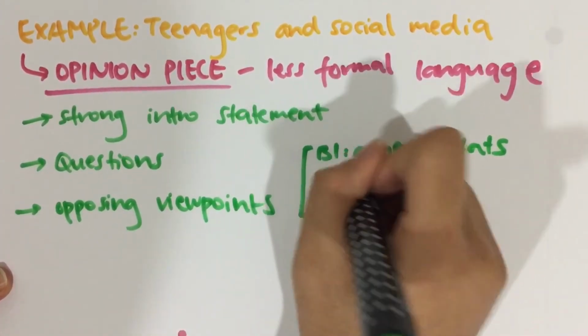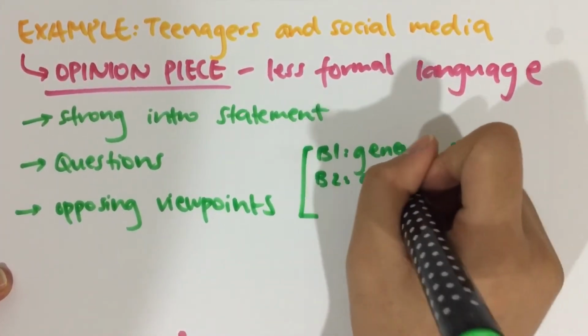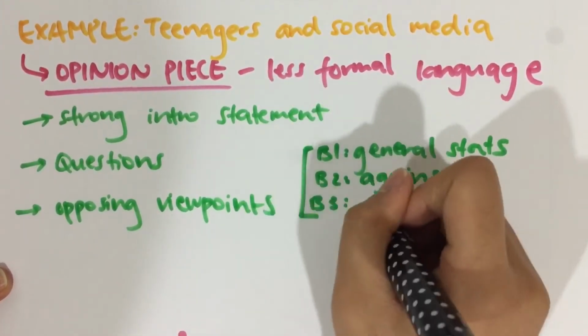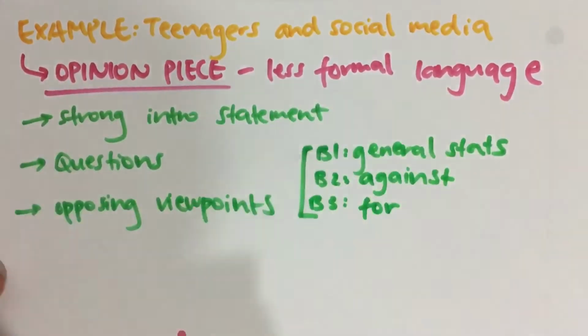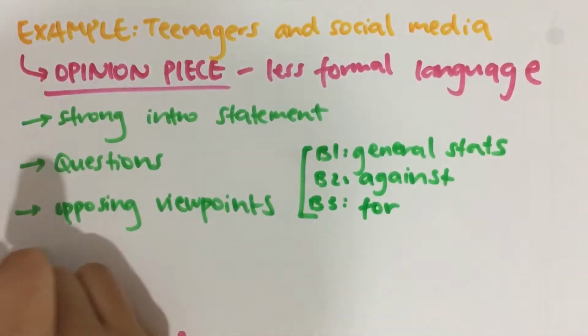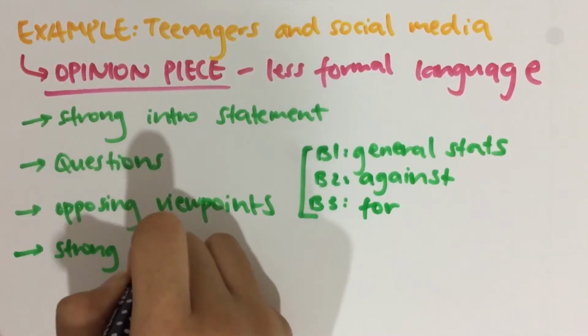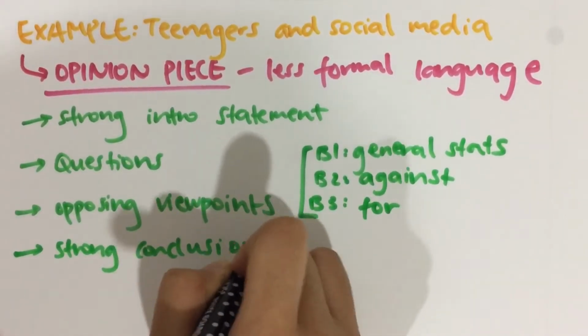A structure I like to use when writing my persuasive essay is to do the first body paragraph on general statistics. It can be very short. The second one on a paragraph against my opinion, and the third one on a paragraph for my opinion. This shows that you've considered all sides of the argument.